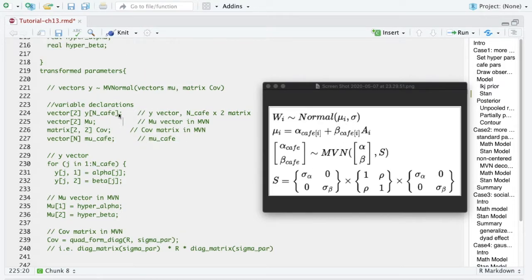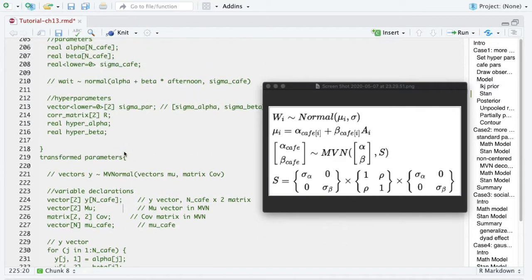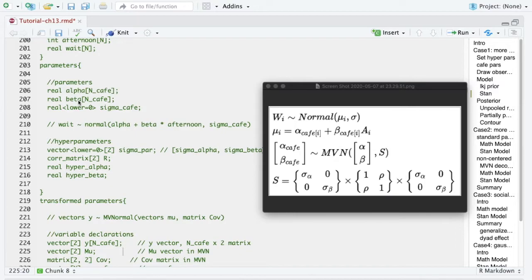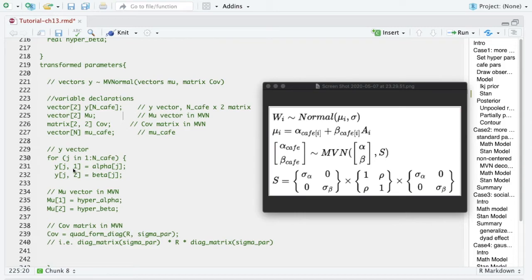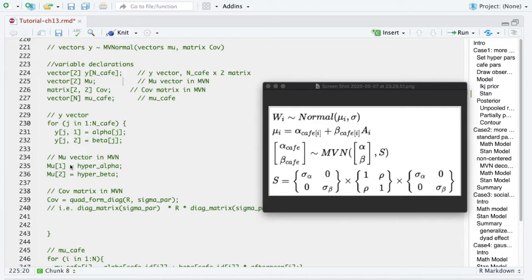After the declarations, the y vector is still empty, so we need to fill up the y vector with the correct alpha and beta parameters we defined here. So alpha and beta are two vectors, and we need to make them pairs. The first element in the j-th row is alpha j, and the second element in the j-th row is beta j. The same logic also works on the mu vector.